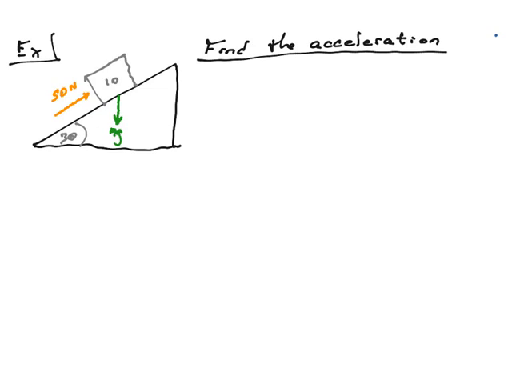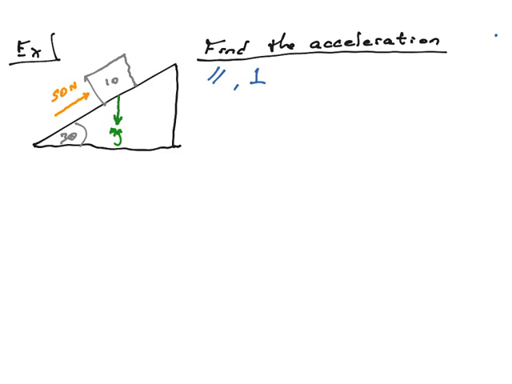So, first step of solving this problem. What are the major directions important to the system? Well, for this system, I'm on a ramp. Ramp means parallel and perpendicular are my big directions. Okay, so that's step 1 done.